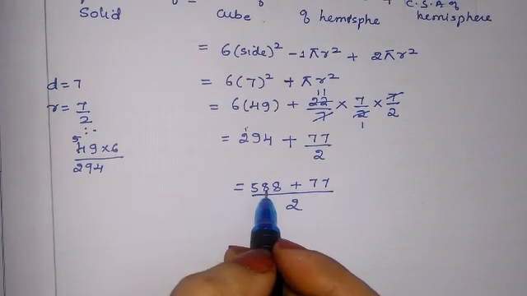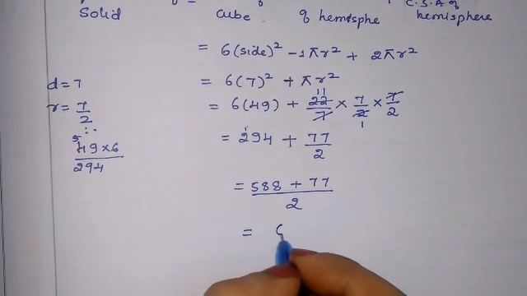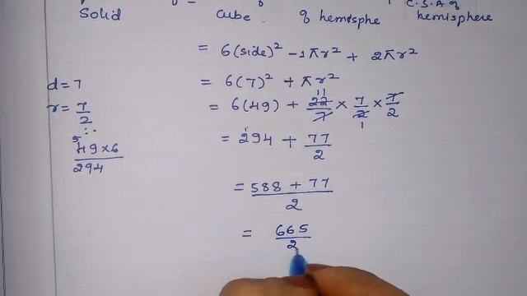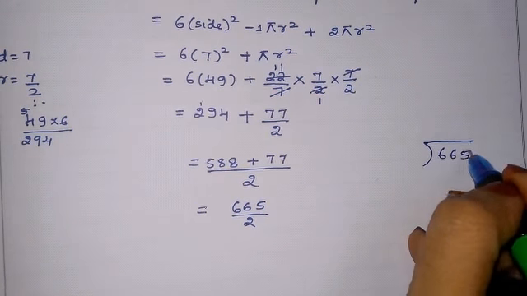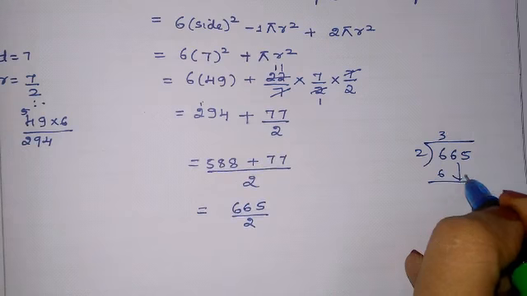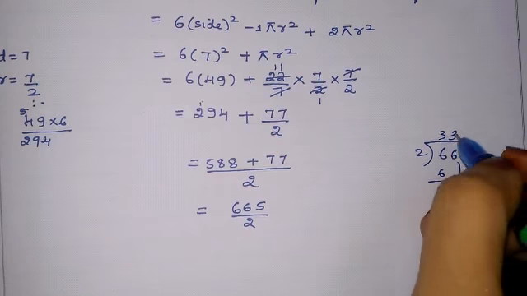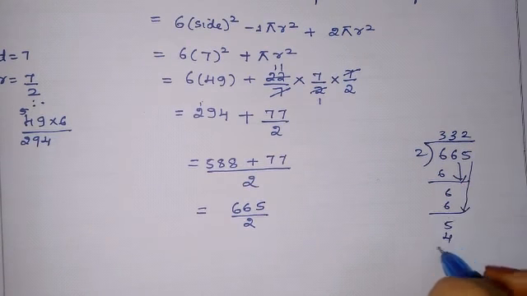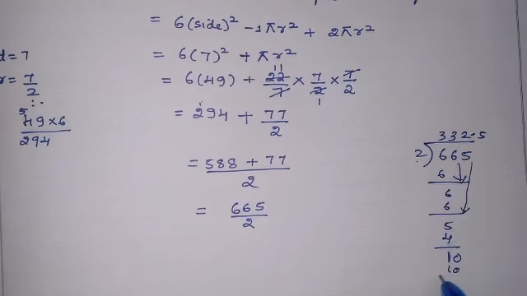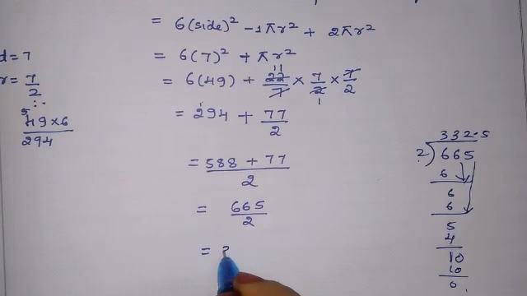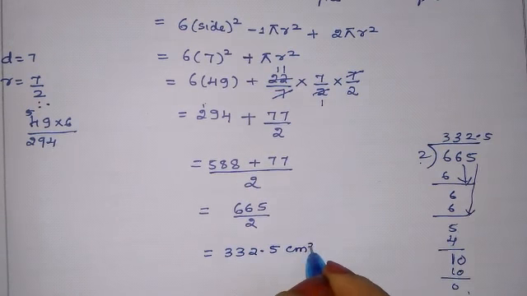Now 588 plus 77, if we add, we are going to get 665 by 2. So if we do 665 divided by 2, how will we get it? 2 3s are 6, 6 bring down, 2 3s are 6, again 5 you have to bring down, 2 2s are 4, 1 remains. Now 1 is smaller than 2, so 0, 2 5s are 10. So we got here 332.5. It is in centimeters, so centimeter square.